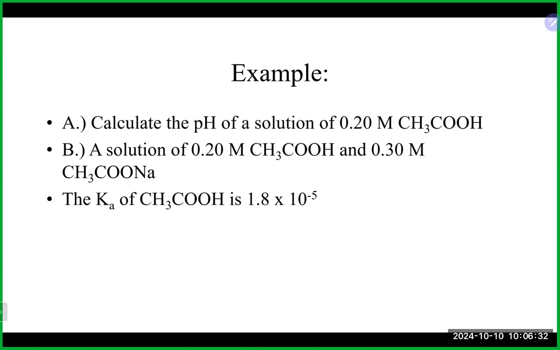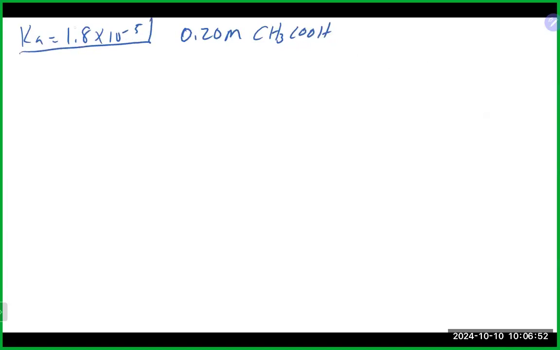Okay, so let's take a look at the first one here. So A, we're looking for the pH of a 0.2 molar acetic acid solution. We have a Ka value given to us, Ka of 1.8 times 10 to the minus 5. We've got a 0.2 molar acetic acid solution. So we're looking for the pH of this guy, and we should know obviously from this information that this is definitely a weak acid, and that means that we should do an ice table here.